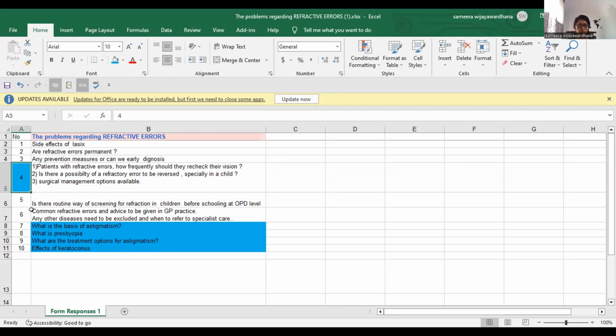prevent myopia, basically. You can't really stop it, especially in genetically susceptible individuals. It's difficult to stop it from happening. But adult onset ones, with outdoor activities, you can reduce a lot.